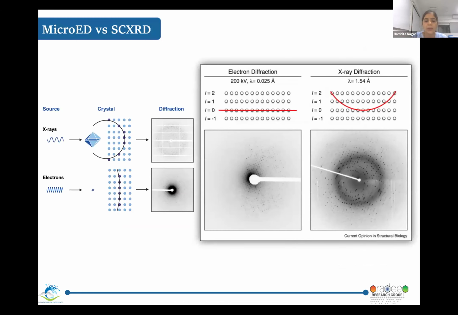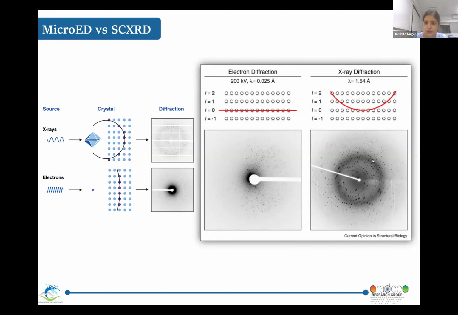Then coming to the difference between microcrystal electron diffraction and single crystal X-ray diffraction, as I mentioned earlier, the first difference is size. In X-ray diffraction, crystals of a few microns in size can be used, but for electron diffraction, even smaller sizes can be used. The difference is due to the wavelength of the electron, which is around 0.025 angstrom at 200 kV, whereas for X-rays the wavelength is 1.54 angstrom. The major difference is how their diffraction patterns appear.